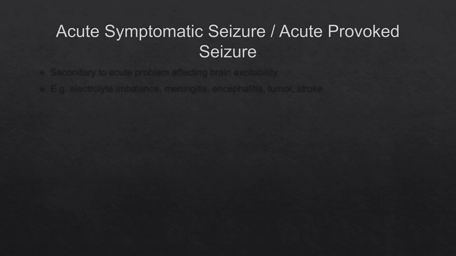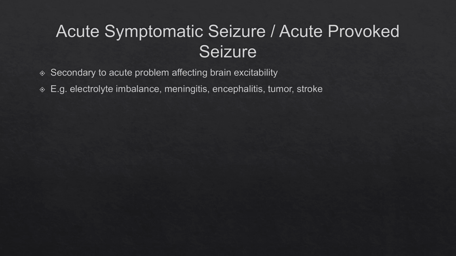Next is what is acute symptomatic seizure or acute provoked seizure. Acute symptomatic seizure refers to seizure secondary to acute problem affecting the brain excitability. For example, any electrolyte imbalance, any meningitis, any encephalitis, tumor or stroke.